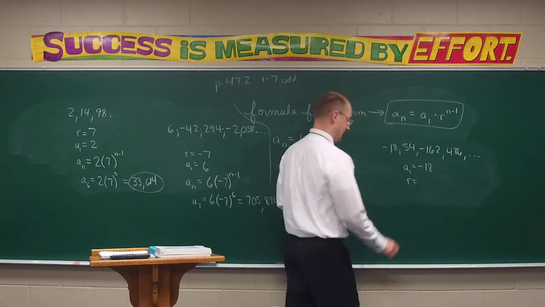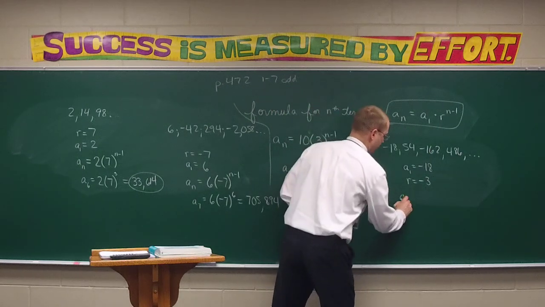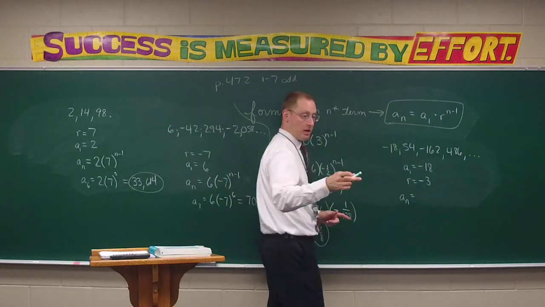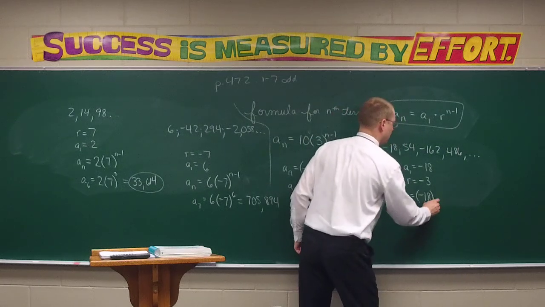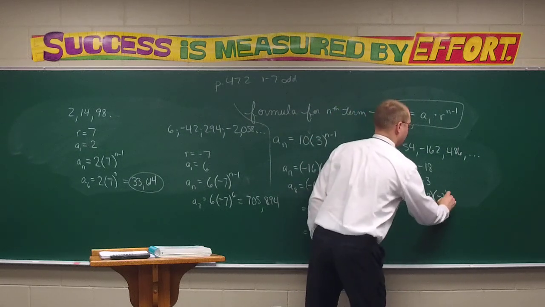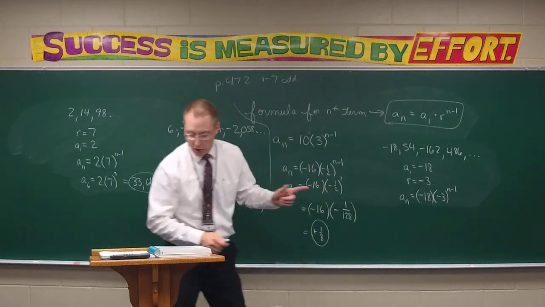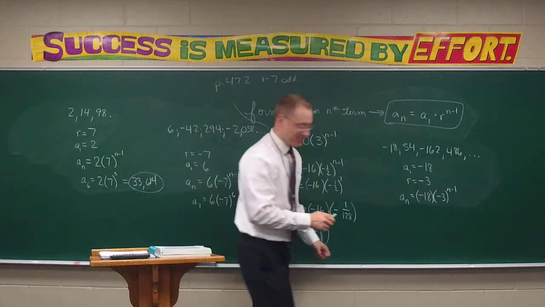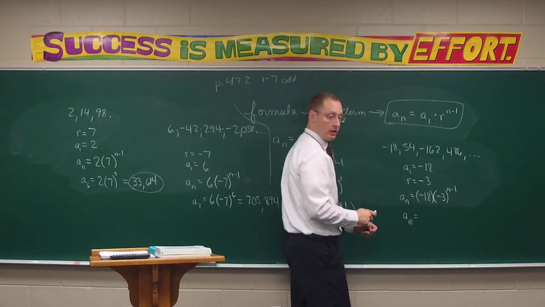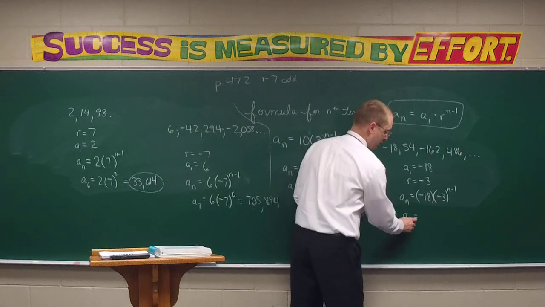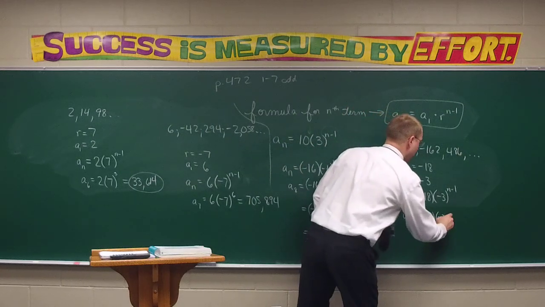Class? -3. Then we're going to set up the formula. I'm going to come back to Genesis here. For a sub n, we just drop in the numbers. -18 times... Good. But on number 13, Abby, we want the 10th term. So we want a sub 10. So we're going to plug what into the calculator here in a moment? Equals -18 times -3 to the 9th.